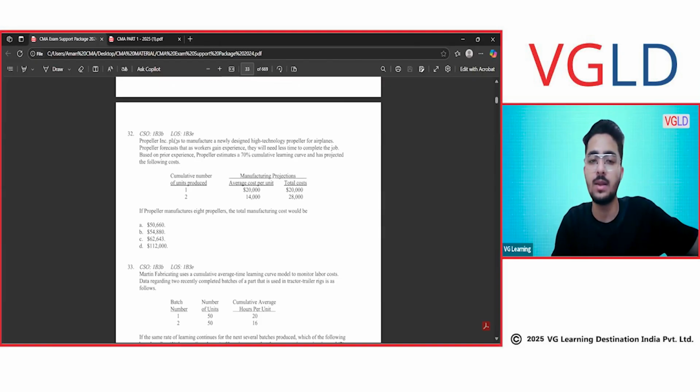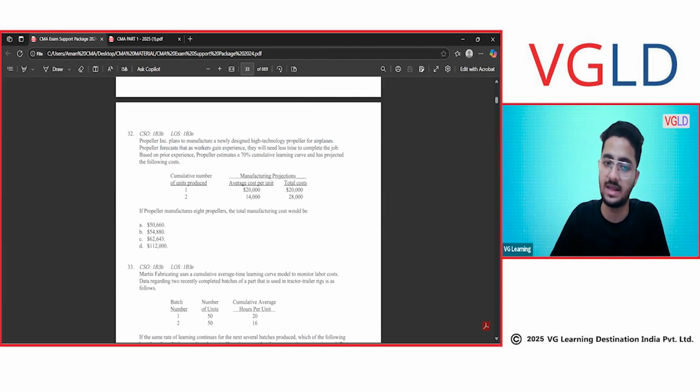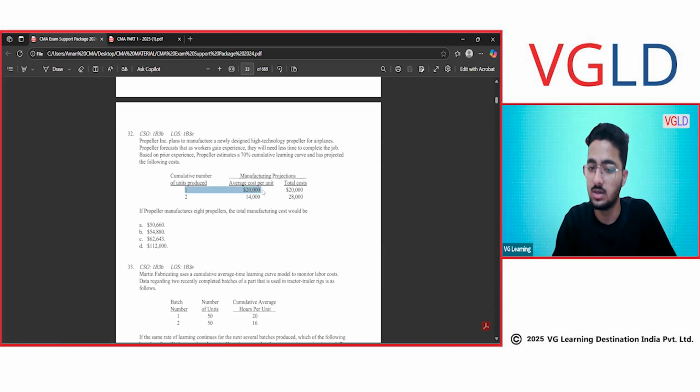Okay. Propeller Incorporation plans to manufacture a newly designed high technology propeller for airplanes. Propeller forecasts that as workers gain experience, they will need less time to complete the job. Learning curve analysis. Based on prior experience, Propeller estimates a 70% learning curve. For the first unit, it takes 20,000 hours. If Propeller manufactures 8 propellers, the total manufacturing cost would be dashed. Very simple. They are asking total.